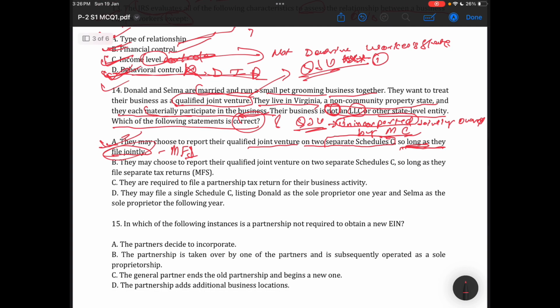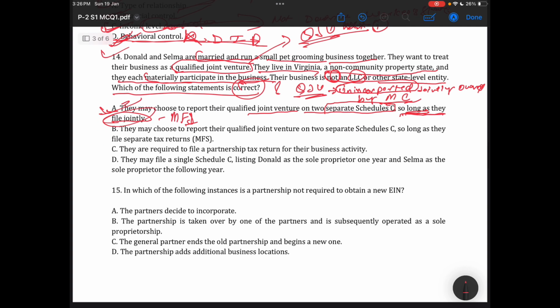So we just move forward to question 15. In question 15, in which of the following instances is a partnership not required to obtain a new EIN?